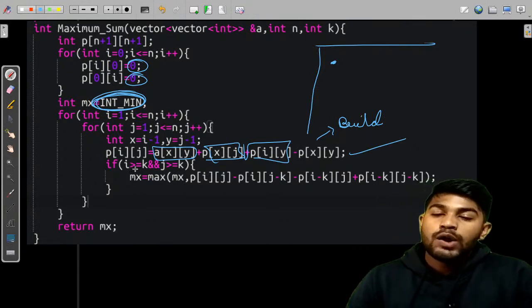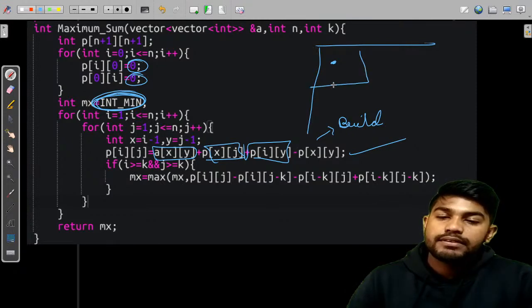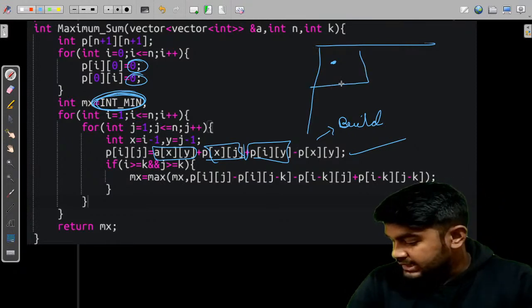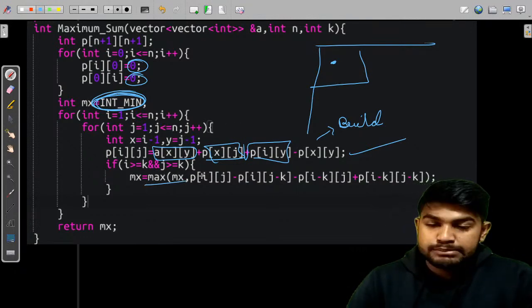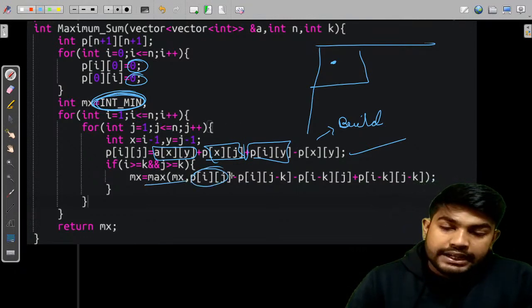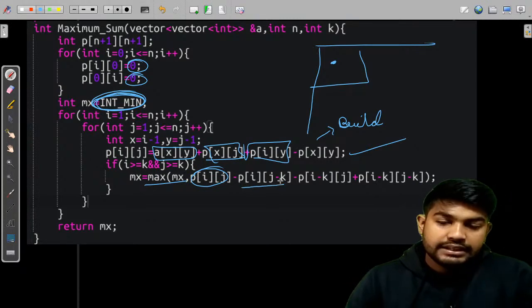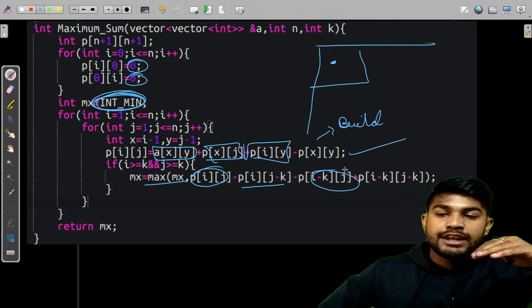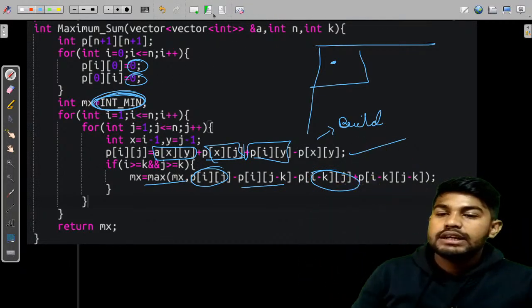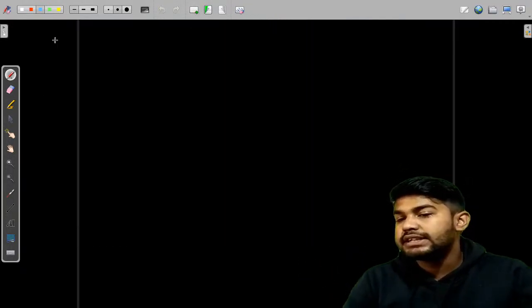Now if we have enough elements to compute the answer, then what we need to do is take the maximum out of it. We take the current element, subtract this side and subtract the upper side, and then we subtract the diagonal side. Now let me explain this one again.